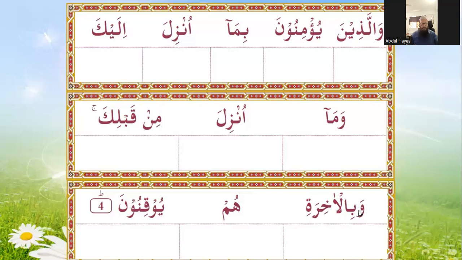Wa bil akhirah, break this. Wa means and, ba means with. Al-akhirah: look, alif lam has come. Alif lam means it's an ism, and it's marfu', a proper ism. And the ta marbuta tells us it's feminine, and it's singular. So we know at least so many things about it. And akhirah, we have studied this, yawmil akhirah. Hum, we know the meaning, they. Yuqinun, it's a new word, but we know it's a mudari, it's plural, it's third person.